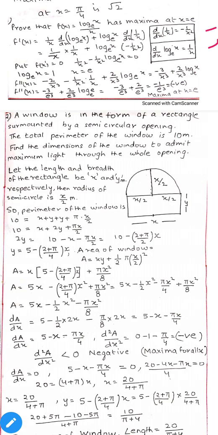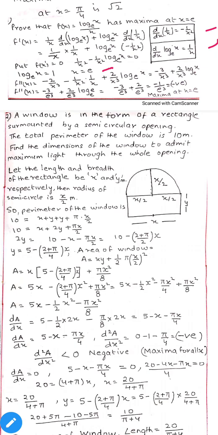Put f'(x) equal to 0, 1 upon x square is taken common and goes to 0. We get log x is equal to 1. We should know x is equal to e gives the value log e is equal to 1. Now we check whether it is maxima or minima.